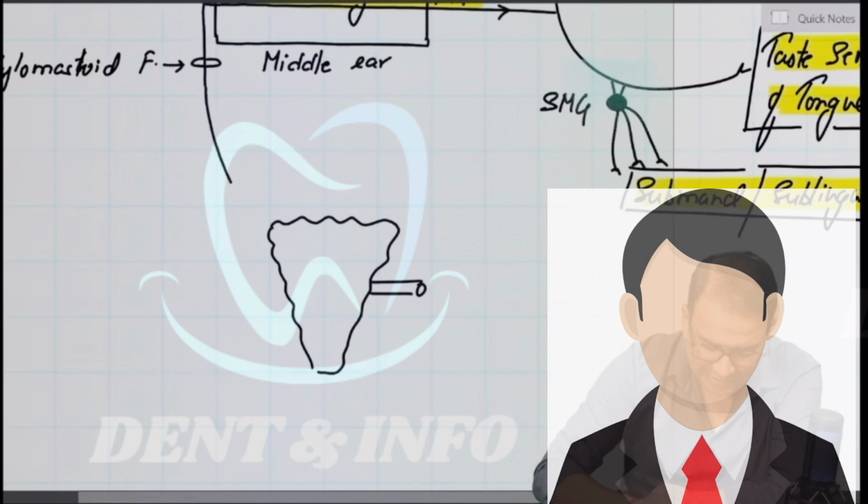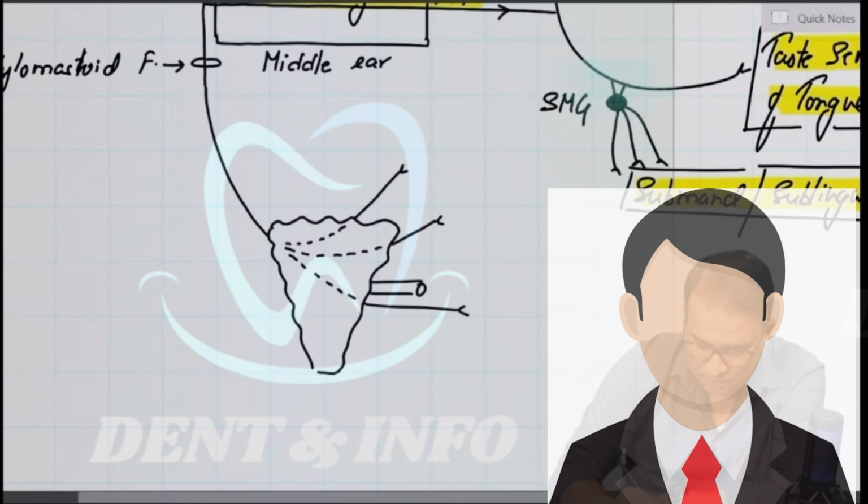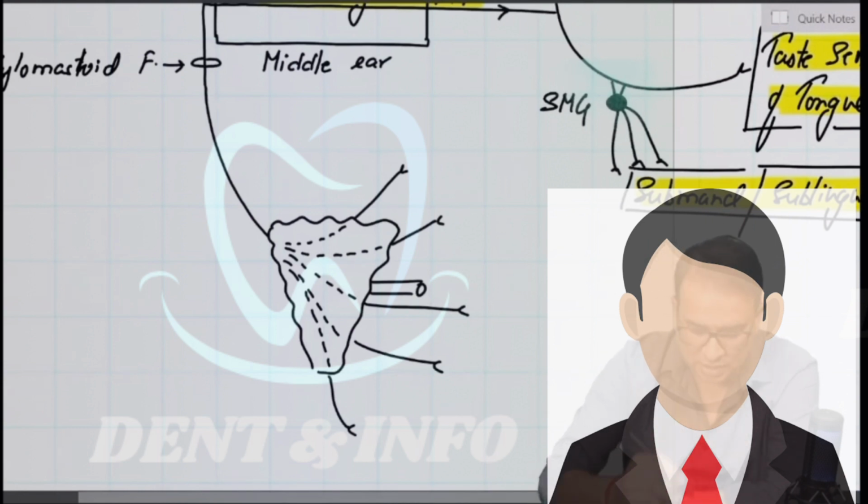So the facial nerve basically enters the parotid gland, and inside the parotid gland only the facial nerve divides into the 5 terminal motor branches. Facial nerve gives off the 5 terminal motor branches. One of the terminal motor branches here is called the temporal branch.